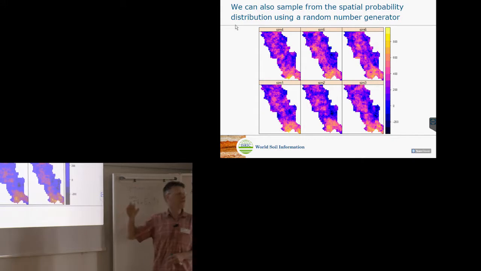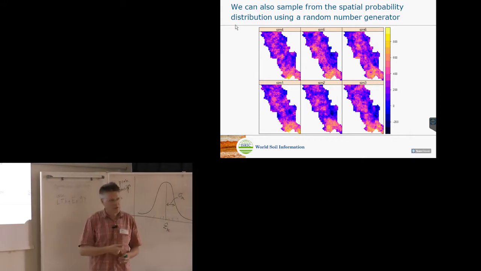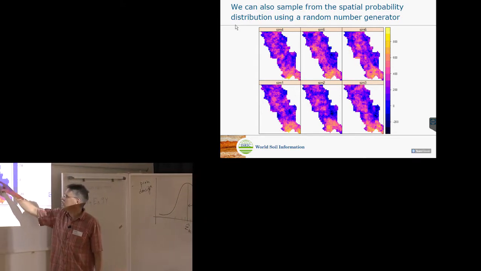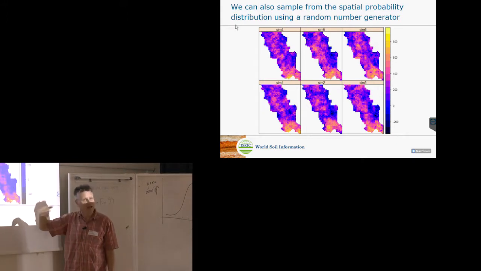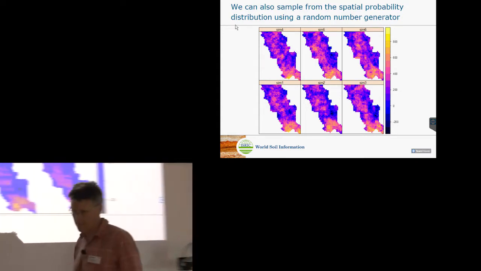Now you might think that's really easy to generate such possible realities. You just use a random number generator. But the problem is you have to take the spatial correlation into account. What you simulate here is correlated with what you simulate here. So the algorithm that generates these has to take those spatial correlations into account. And I'll explain that now.